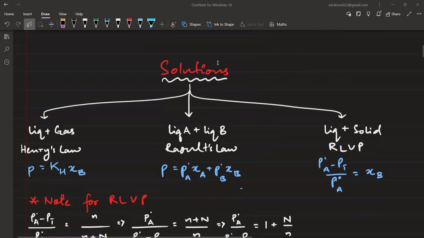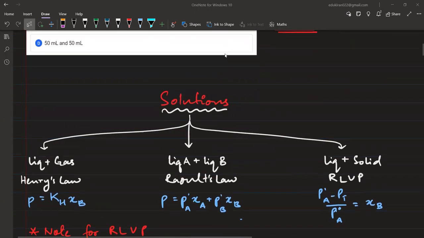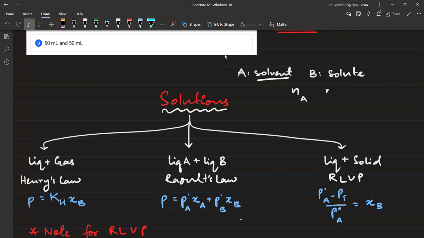Now, let us look at solutions. In solution, I will be using a terminology: I will use A for solvent and B for solute. N is for number of moles. So if I write NA, I'm talking about number of moles of solvent. If I write NB, I'm talking about number of moles of solute. If I talk about chi B, then I'm talking about mole fraction of solute.